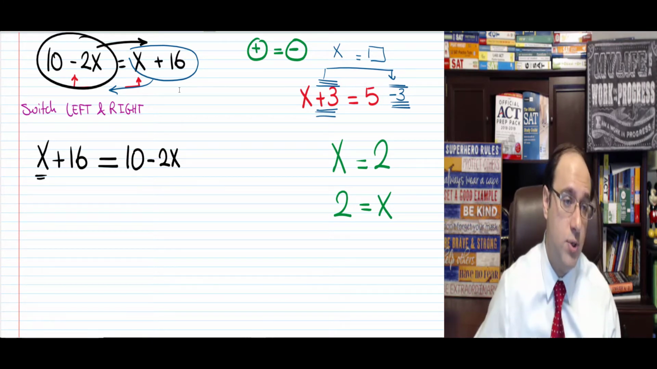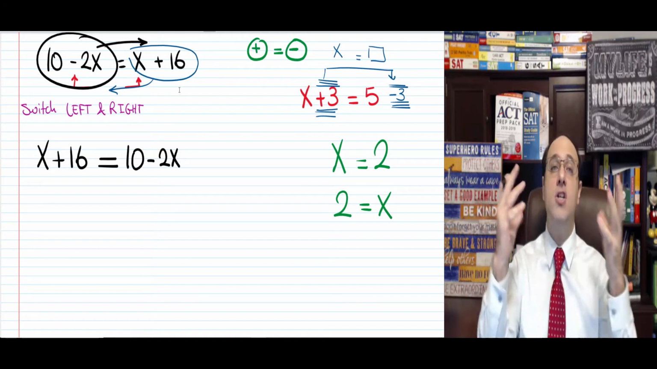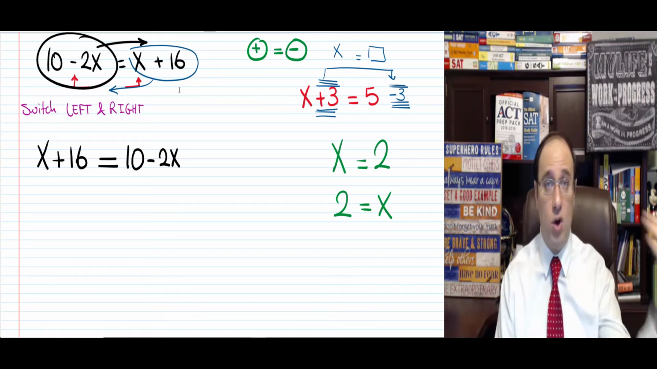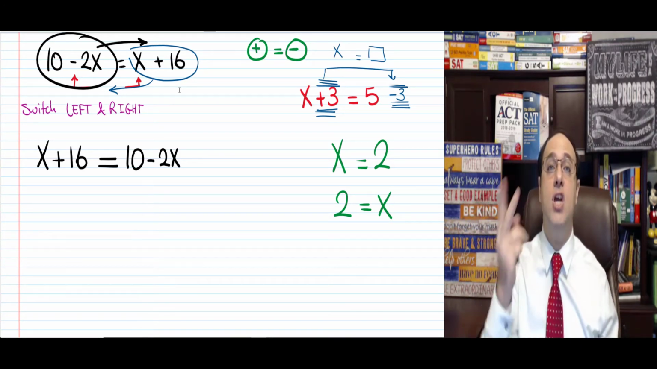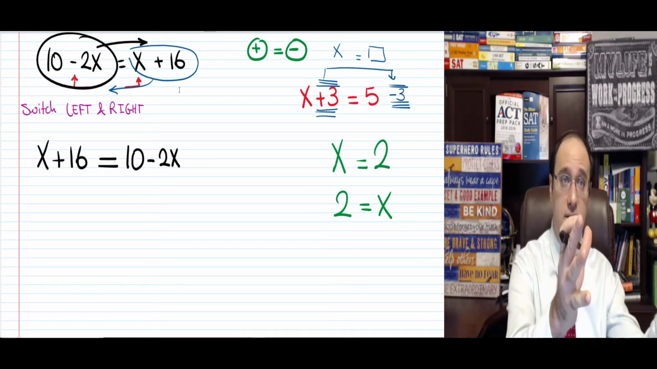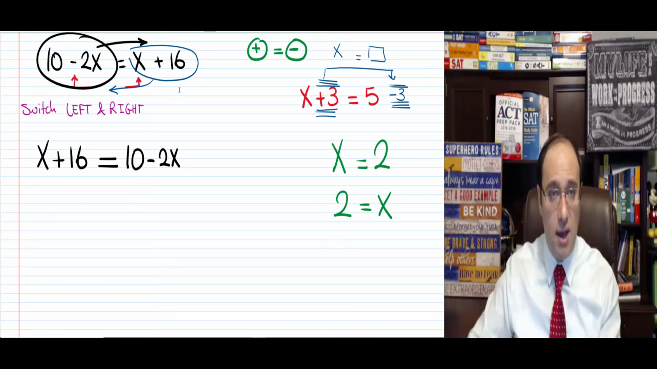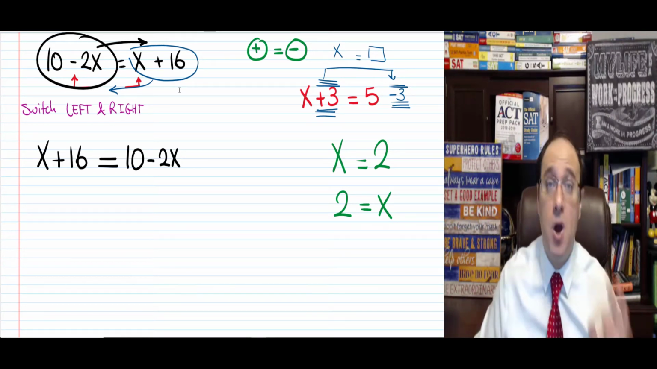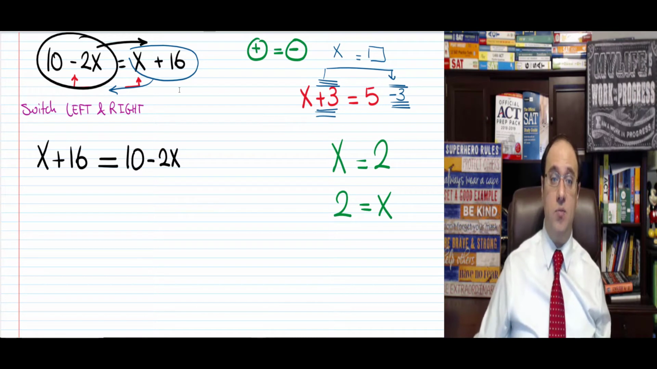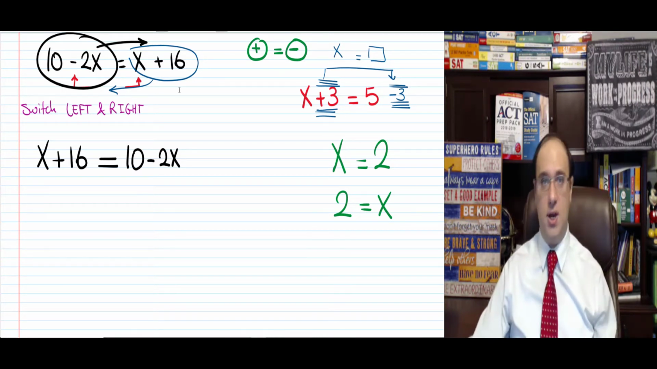One more time, guys, please make sure you understand this. If I just move a part of the equation from one side to the other, I have to change its sign. But if I move the whole left-hand side to the right and the whole right-hand side to the left, I don't change any signs. Okay, now let's take a look. I want to get all my x's on one side.